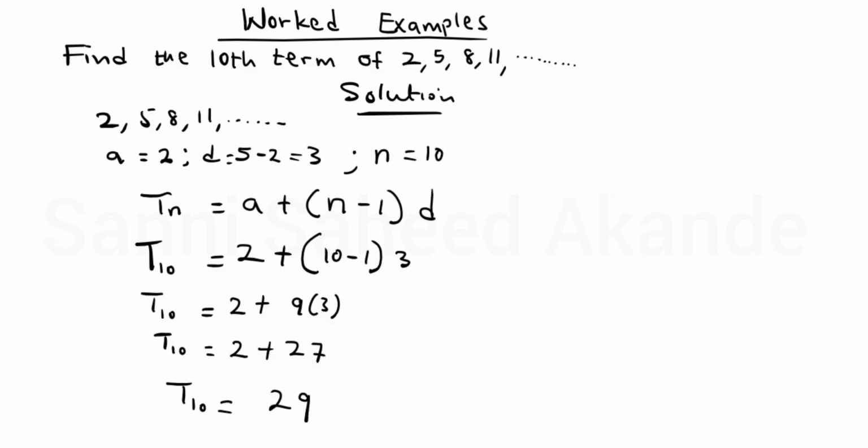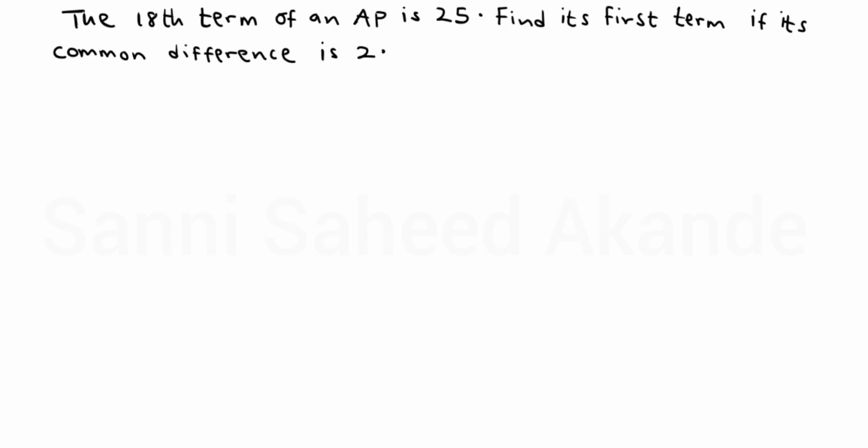The next question says the 18th term of an AP is 25. Find its first term if its common difference is 2. Solution. From the question, we're given the value of n, which is the 18th term. So the number of terms n is given to be 18. And they said that the 18th term of an AP is 25. That is T18 is equal to 25. Understood?